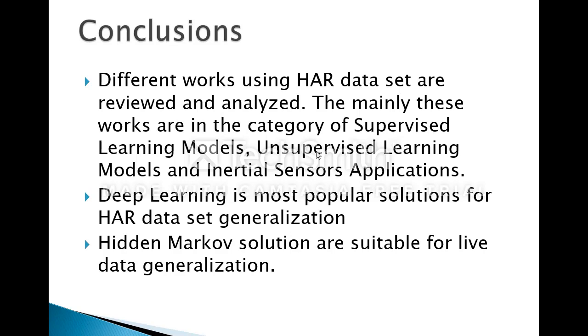So here are the conclusions for all the work done in this survey. Different works using HAR datasets are reviewed and analyzed. Mainly these works are in the categories of supervised learning models, unsupervised learning models, and inertial sensor applications. Deep learning is the most popular solution for HAR dataset generalization. Hidden Markov solutions are suitable for live data generalization.